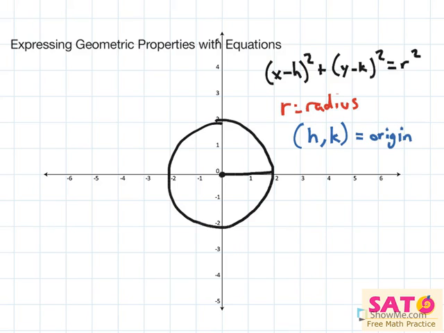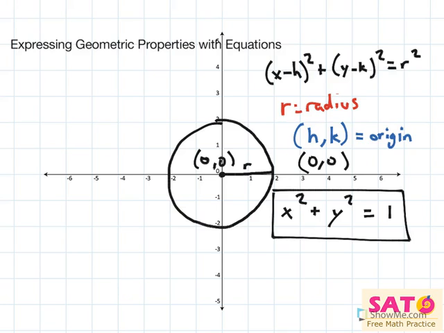and h and k together stand for the coordinates of the center of the circle. And here, conveniently, the center is (0, 0), and the radius would be the length from the center to the edge, and that's 1. So let's plug it in here. If (h, k) equals (0, 0), x squared plus y squared equals 1 squared. And that's our basic formula, the simplest formula you can get here.